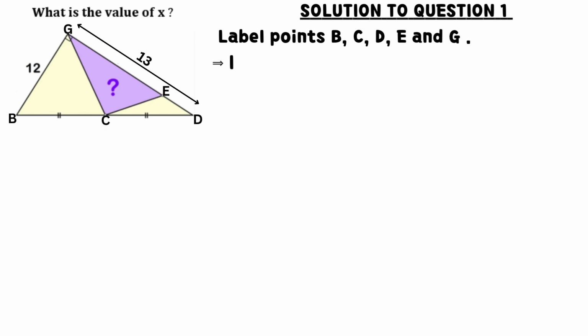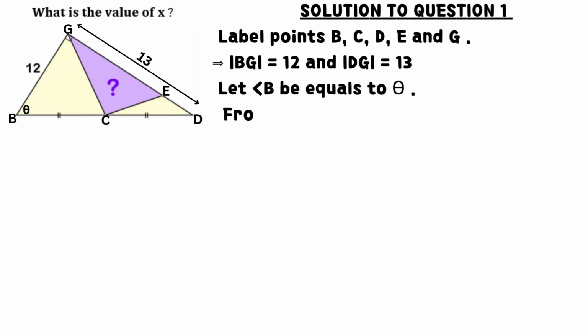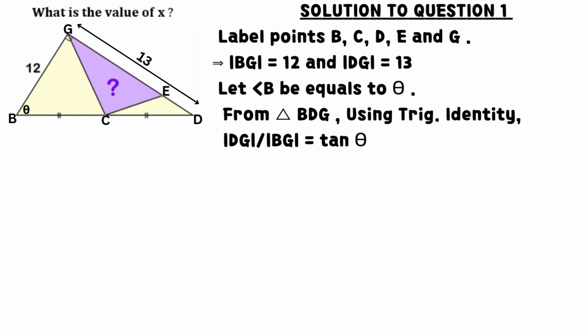Solution to question 1. Label points B, C, D, E, and G. This implies that line BG equals 12 and line DG equals 13. Let angle B be equal to θ. From triangle BDG, using trigonometric identity, line DG divided by line BG equals tan θ, which equals 13 divided by 12. We call it equation 1.